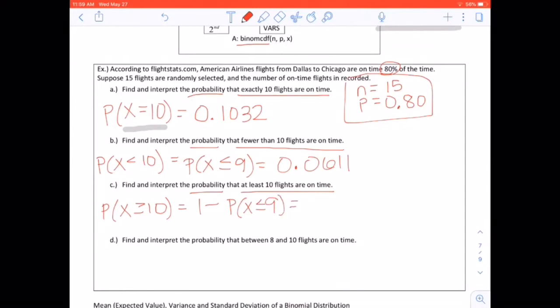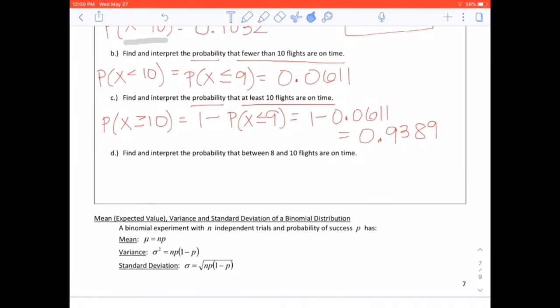And this is actually what we calculated up above. So I'm just going to go ahead and steal that number there and plug that in, and we're going to get 0.9389. So interpreting this would be that the probability that at least 10 flights out of 15 are on time is going to be 0.9389, so about 93, almost 94%.